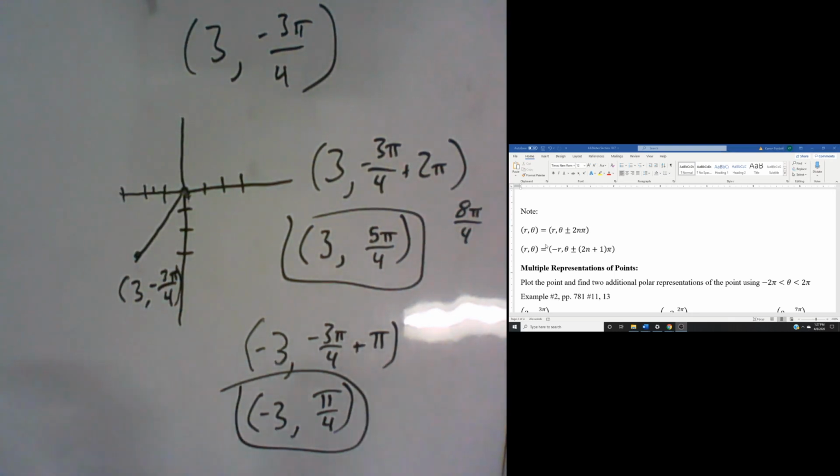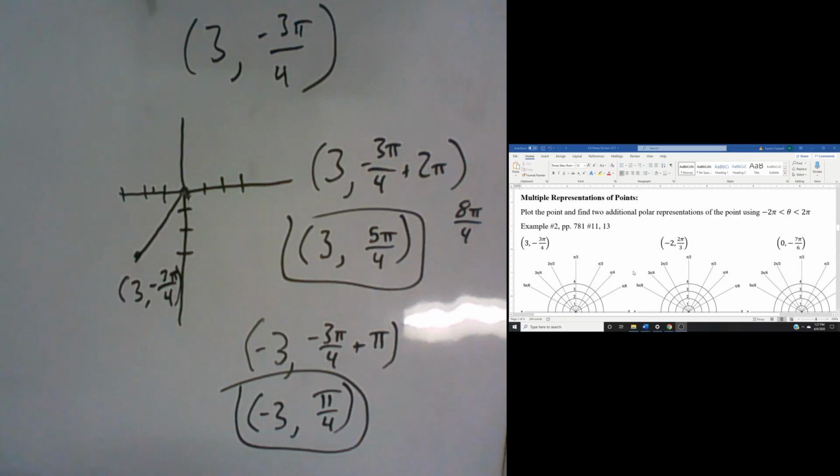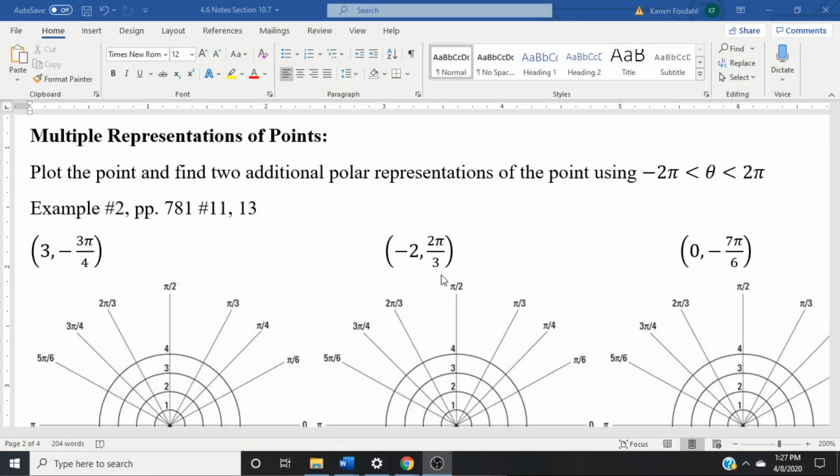Now, is there one more solution? Yes, you bet. But I'll leave that one out so you can figure it out. Okay? So those are our ways of solving this. Now, you guys, let's try one more question. Okay? From the note. So let's try the second one right here, because it already has the negative r.